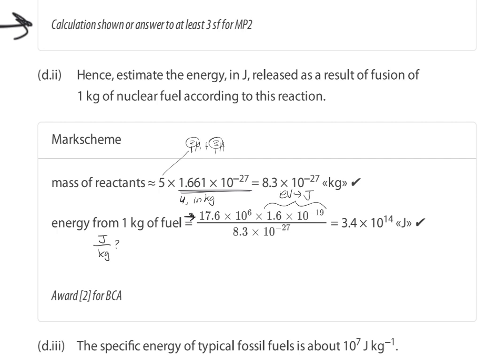Well, the mass in kilograms is right here, the 8.3 times 10 to the negative 27 that we just found. So if we do the 17.6 E6 times 1.6 E negative 19 divided by 8.3 E negative 27, what do we get? 3.4 times 10 to the 14 joules, which is a solid amount of energy.